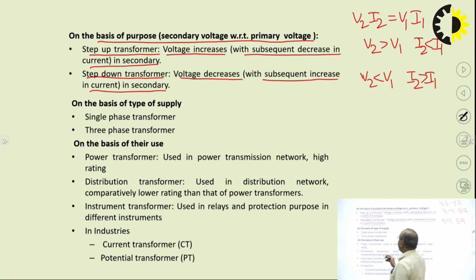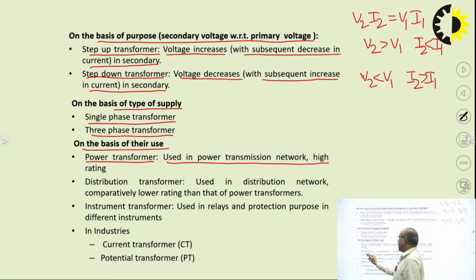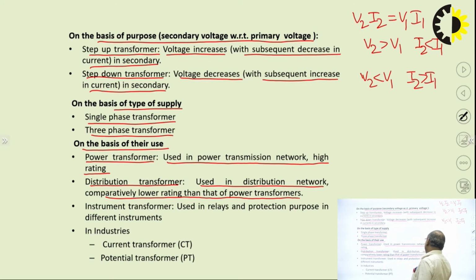Another classification is on the basis of type of supply. We may have a single phase transformer and a 3 phase transformer. A single phase transformer is connected with single phase AC supply, while the 3 phase transformer is connected with 3 phase AC supply. Another classification is on the basis of their use. The power transformer is used in the power transmission network and has a high power rating, while the distribution transformer is used in the distribution power network and comparatively has a lower power rating than that of power transformers.